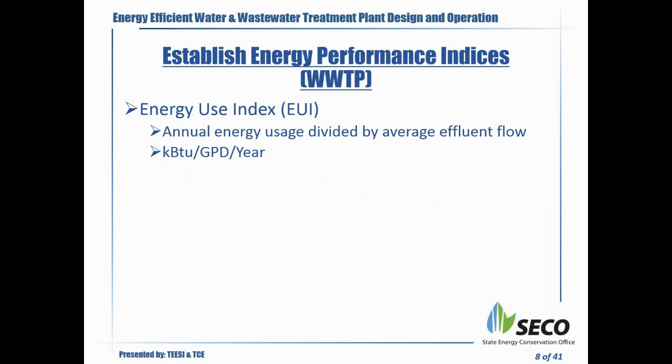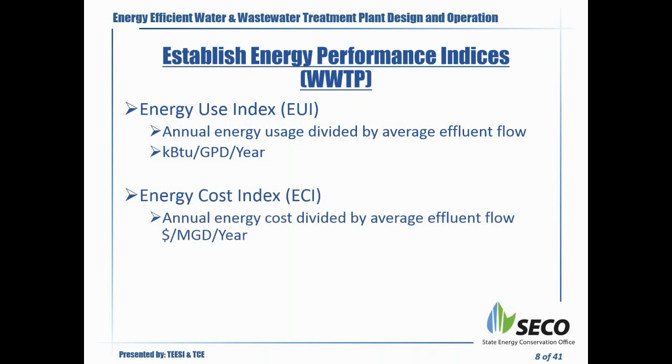Okay, so one of the main things while doing this, whether it's a facility or a water wastewater plant, is to establish some baseline indices. In the water wastewater plant, it is the energy use index, also known as EUI, which is the annual energy usage divided by average effluent flow, or KBTUs divided by gallons per day per year. Once you have given us that data, that is one of the things that we will be putting together and putting in the report. Very useful information and fundamental to doing any energy audit.